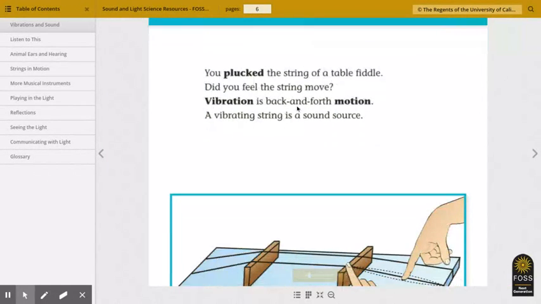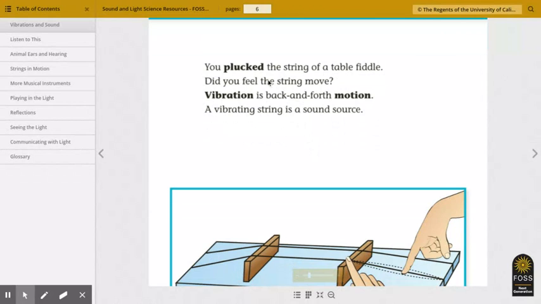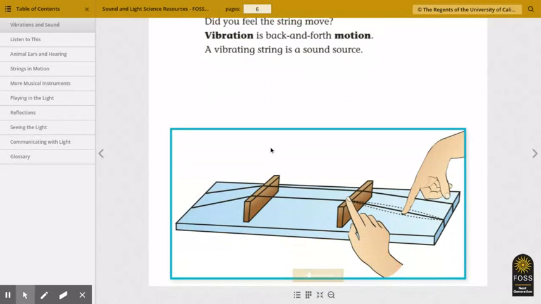You plucked the string of a table fiddle. Did you feel the string move? Vibration is a back and forth motion. A vibrating string is a sound source. So can you see examples of vibration happening? If so, where on the page do you see vibration happening? It's right here. It shows you it going back and forth, and that person putting their finger there to feel the vibration.